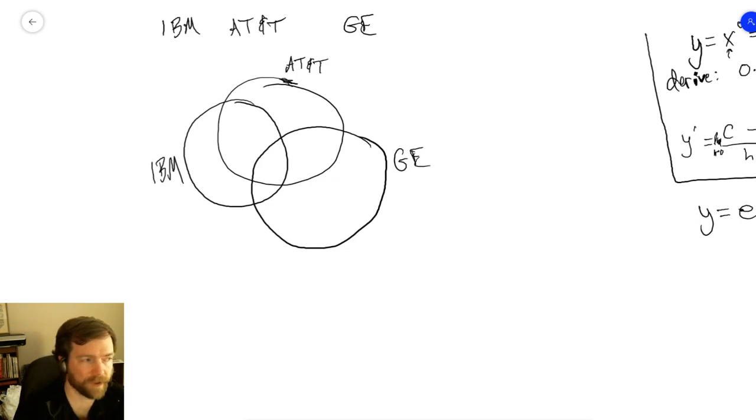Right, so that is the total number of people who are in the IBM circle entirely, right? So 50 total, 40 in AT&T total, and 45 in GE total. So that is the entire circle. 20 own shares in both IBM and GE. 5 own shares, here we go, 5 own shares in all three.